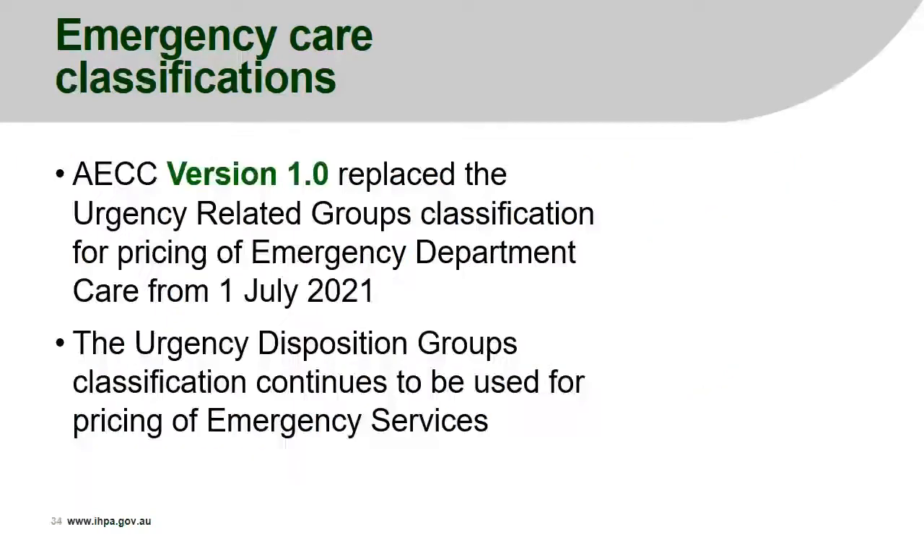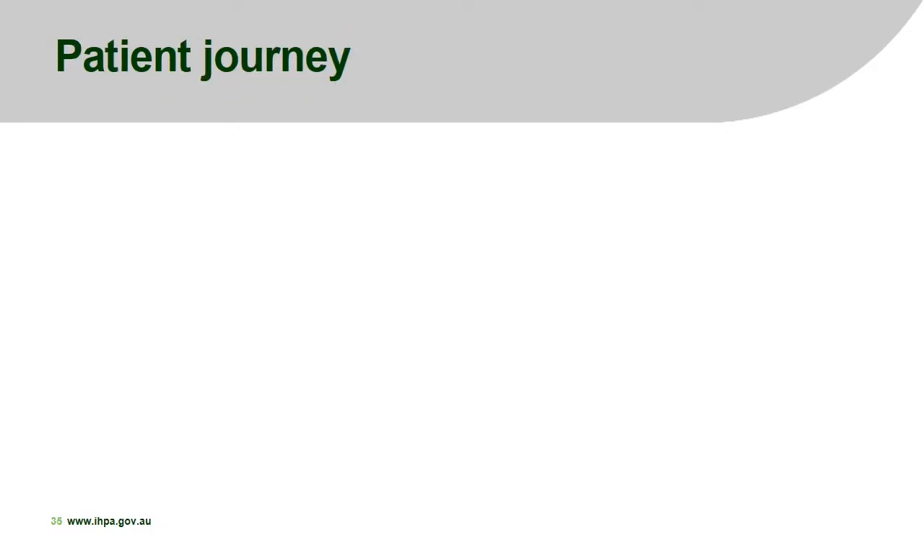The Australian Emergency Care Classification version 1 replaced the Urgency-Related Groups classification for pricing of emergency department care from 1 July 2021. The Urgency Disposition Groups classification continues to be used for the pricing of emergency services. I will now present another simple patient journey.